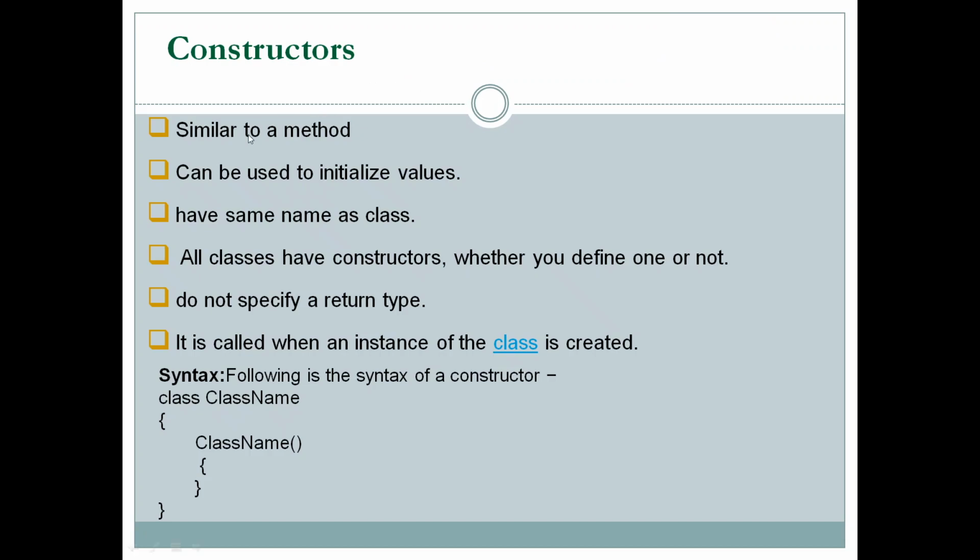Constructors are similar to methods. Constructors which we declare inside the class are almost similar to methods, and can be used to initialize values. As I've said, constructors are usually used to give values to the variables which we declare inside the class. A constructor has the same name as the class. This is important. Whenever we declare a constructor, it should have the same name as the class name.